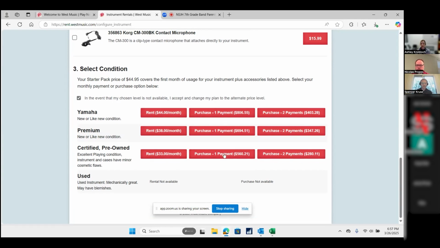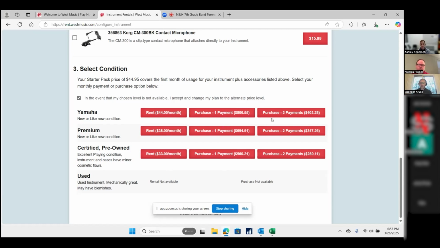We also have purchasing options that you can do from here as well. If you want to just skip the rent to own and go to a purchase direct, it does save you money in the long run. We take 30% off the MSRP price for that, so you can save a little money.